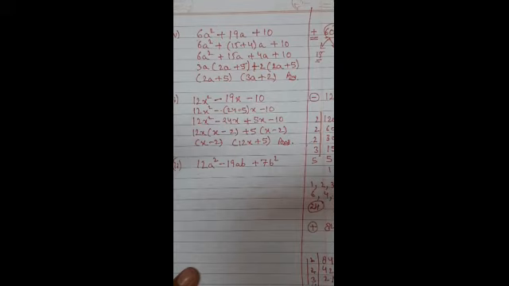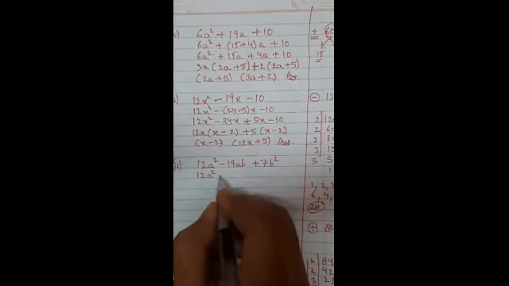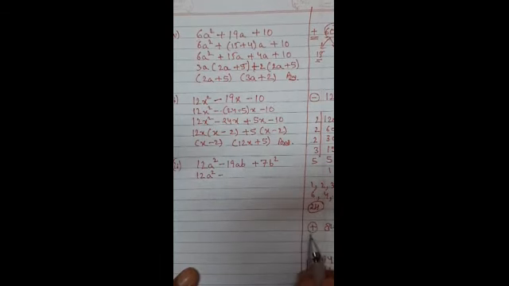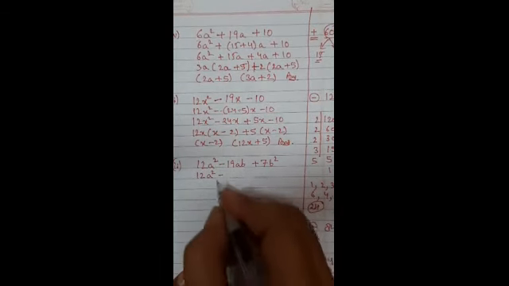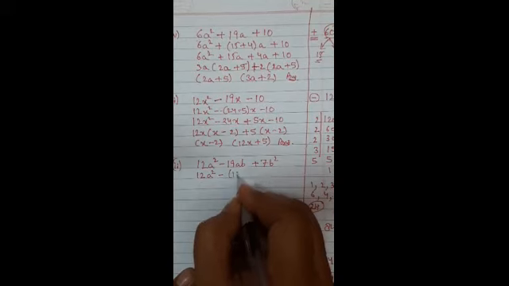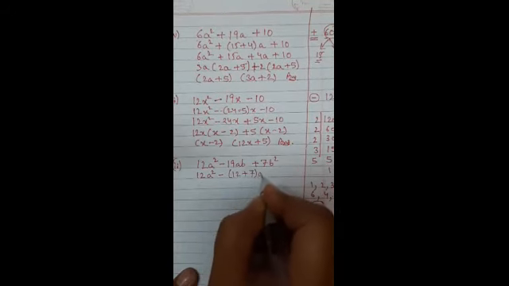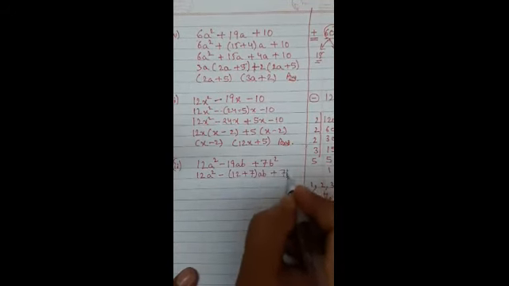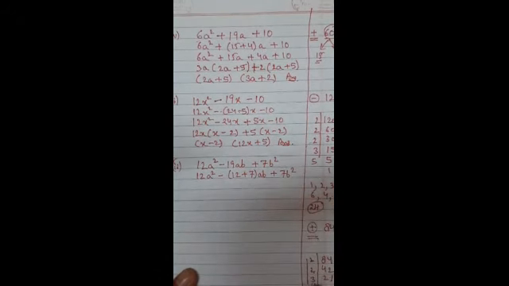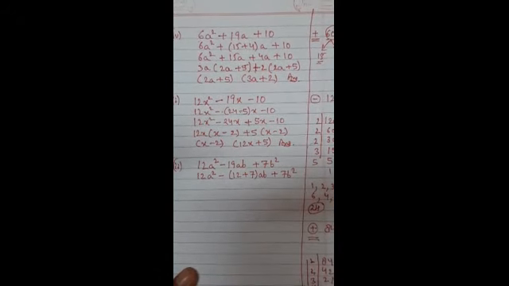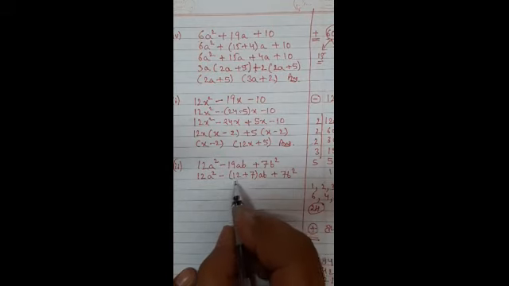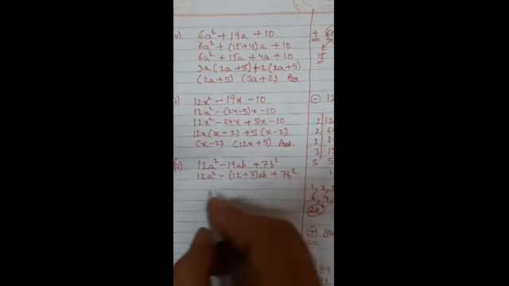12 plus 7 is 19. So we can replace it as 12a square. The middle term, because we require a sum of the factors, will be rewritten as 12 plus 7 ab plus 7b square. Remember, the first term and the last term is rewritten in the same manner. Only the middle term is replaced by either the sum of the factors or the difference of the factors.